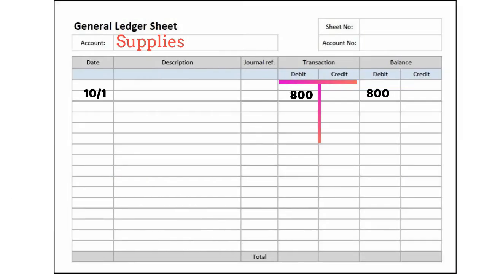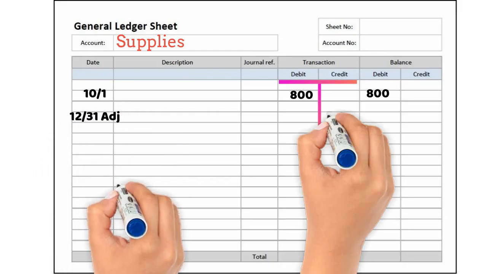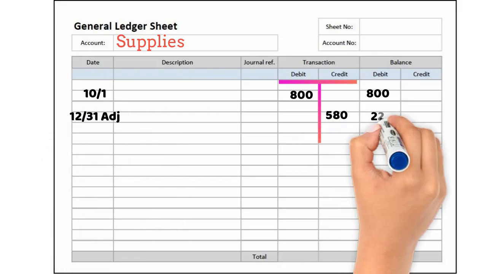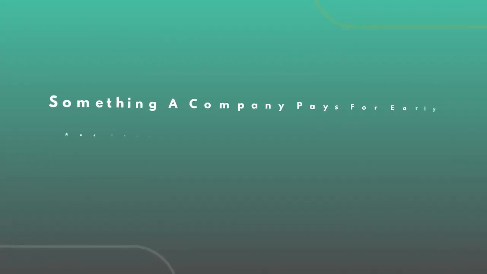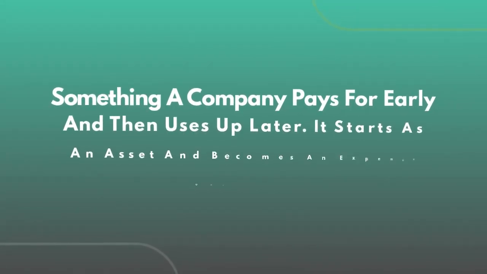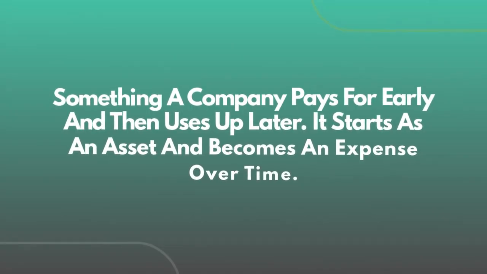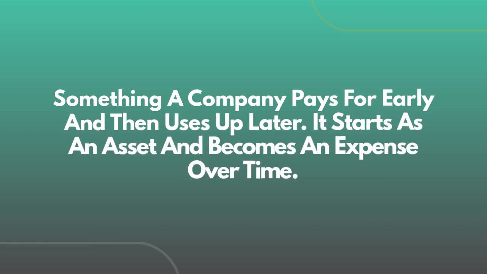Once again, after the journal entry is prepared, the ledger for supplies needs to be updated to show the correct balance of $220 at year end. The simplest way to think about deferred expense is it's something a company pays for early and then uses up later. It starts as an asset and becomes an expense over time.